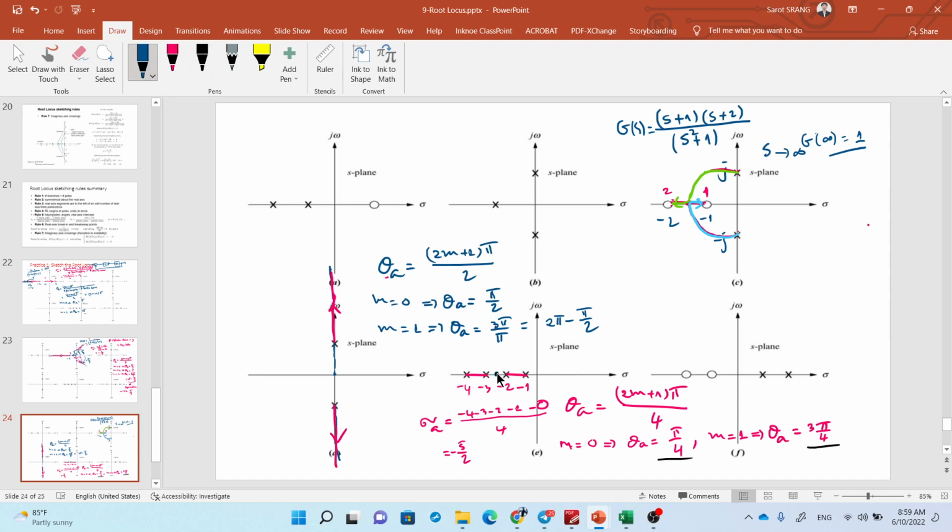So this is pi over 4 and then 3 pi over 4. And then this one is just symmetric and this one is just symmetric. Okay. So asymptote. Okay. So root locus like this. It begins from poles and then it ends at zero. Okay. Like this.